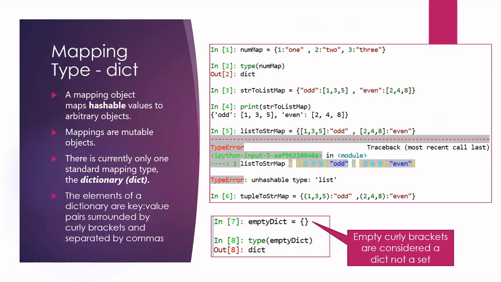Now, as you can see, the brackets that surround the dictionary are also curly brackets. But it is able to distinguish between the set and the dictionary from the values inside. If there are key value pairs, it's a dictionary. If it's just single values, not key value pairs, then it's a set. But what if there are no values inside? If just the curly bracket is empty, then it is a dictionary, not a set.